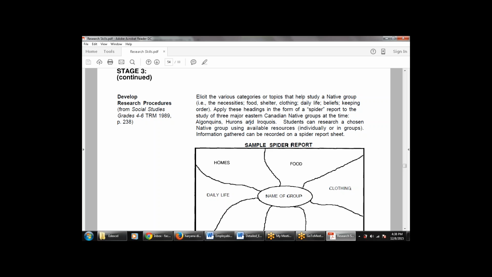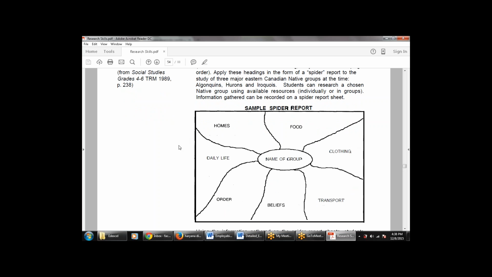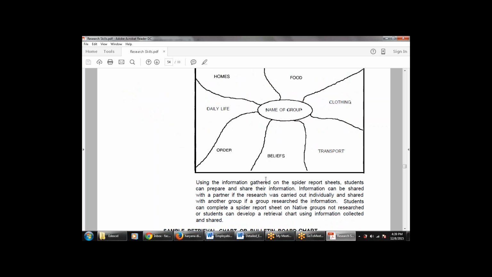Information gathered can be recorded on a spider report sheet. This is a spider report sheet. The content will be given over here and the spaces will be given over here. Using the information gathered on the spider report sheet, students can prepare and share their information.